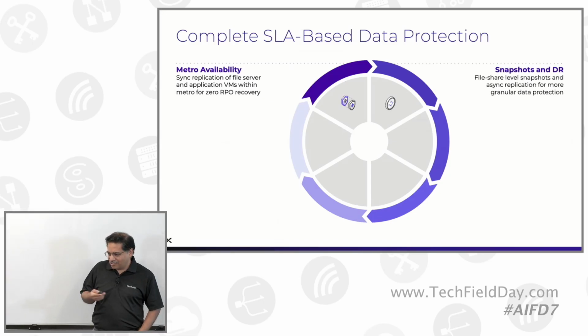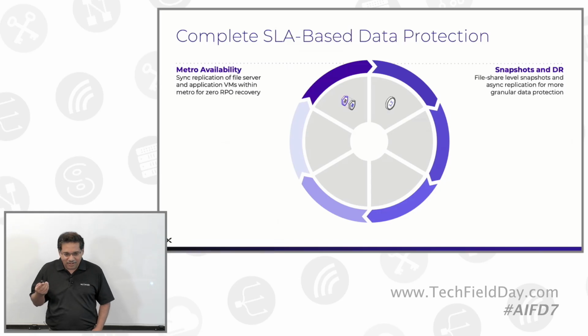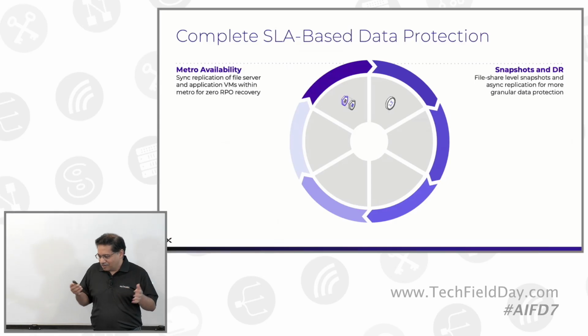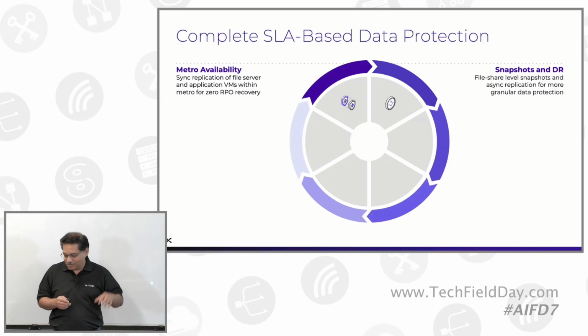The second one is snapshots and DR. This is standard, nothing special about what we do, but we do provide snapshots at the level of a share, and async replication. This is happening at the service layer. We don't have to take the platform in place, so you don't have to involve the VMs. You can just do it at the service level replication.